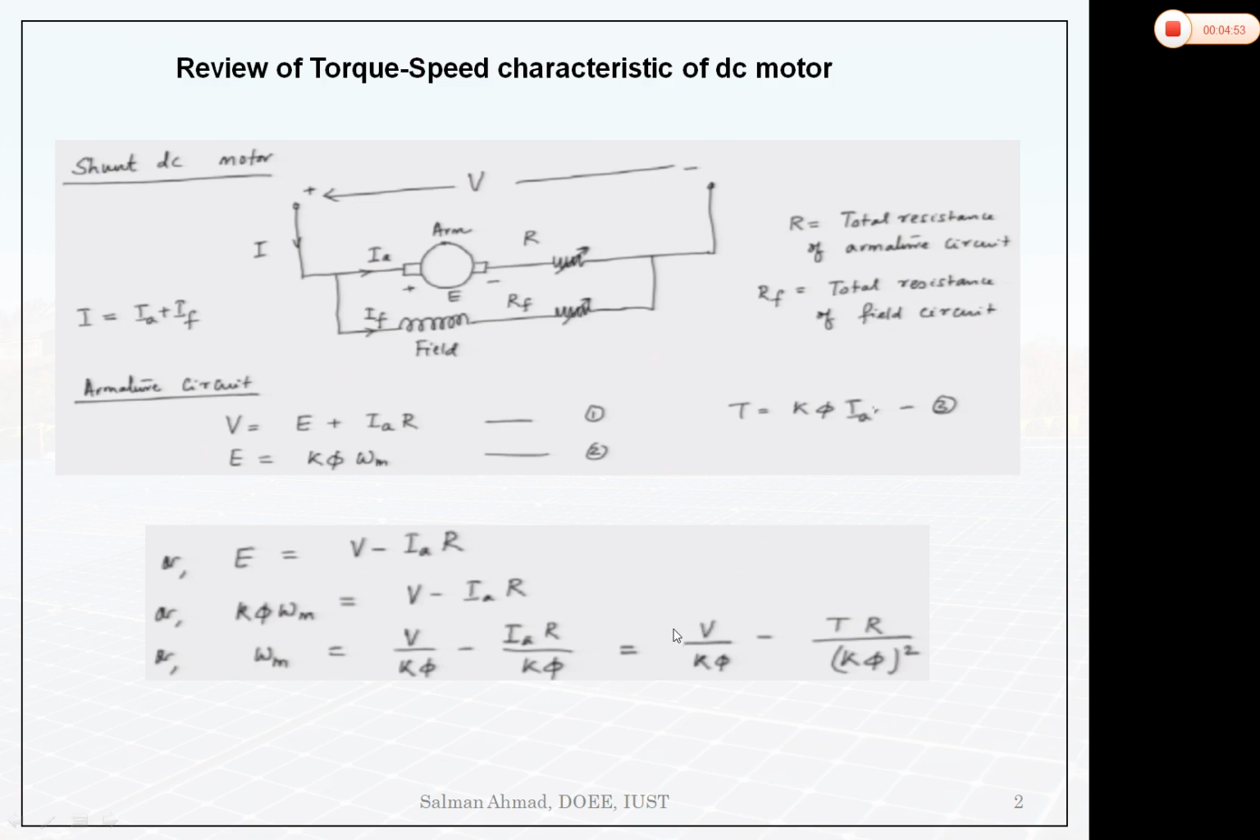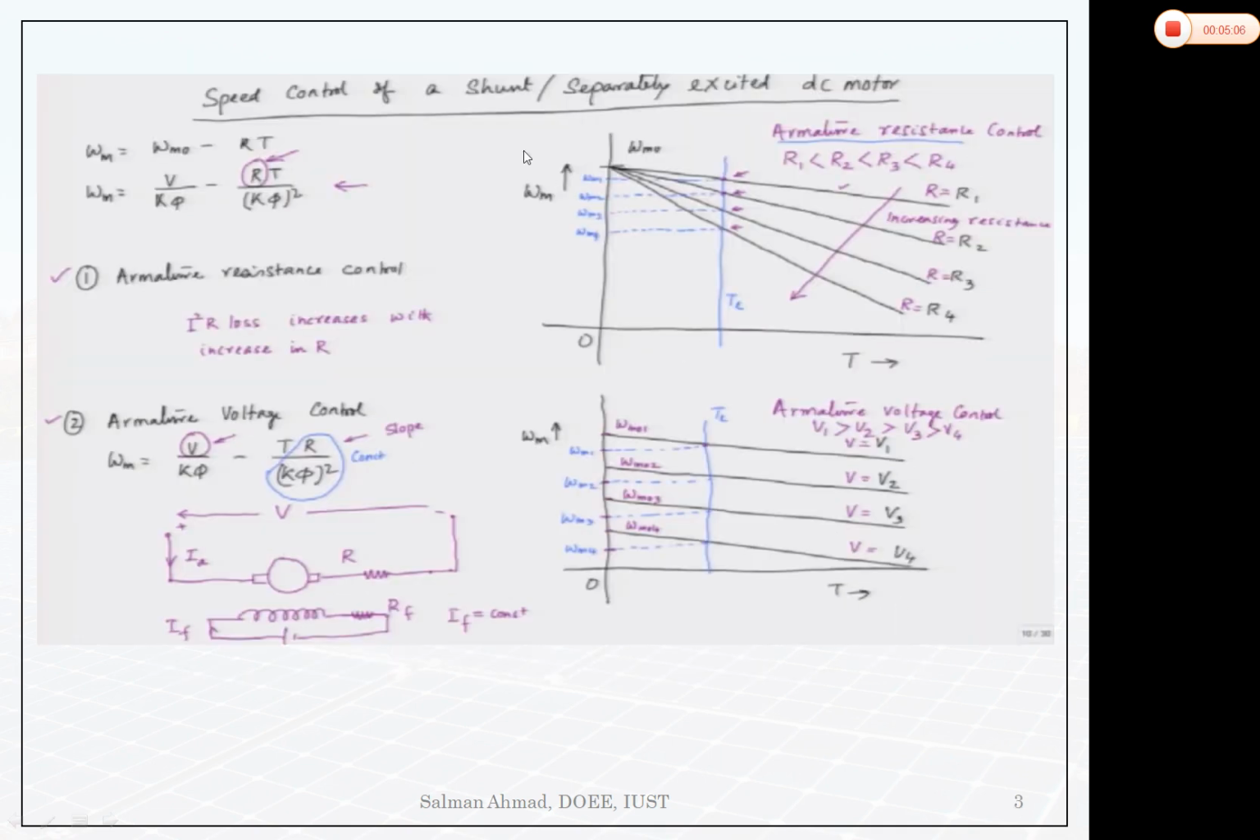So we can write omega m naught minus a constant c times T. So that c will actually be the slope. So you can see from here, we have written omega m naught, that is the no load speed, the first term. So no load speed is V upon K phi, and the slope is R upon K phi square. From this we can see the speed torque characteristic if you want to plot.